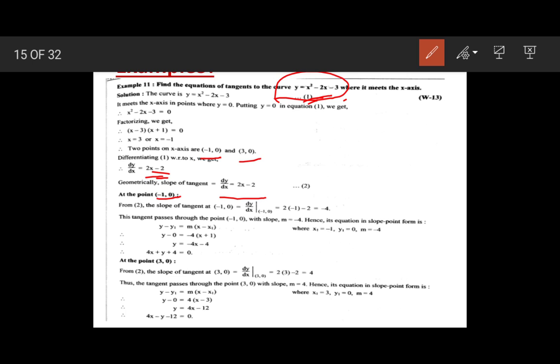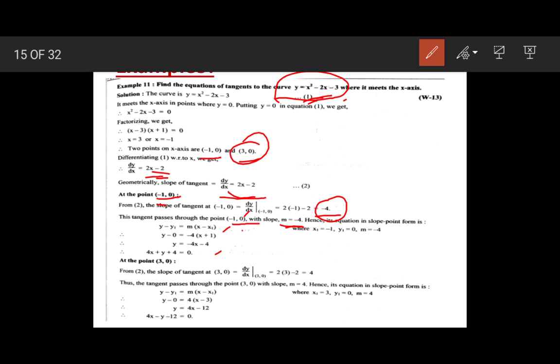Now at the point (minus 1, 0), we put x as minus 1 in this equation. Then we get dy upon dx, that means m, as minus 4. The slope is minus 4. After getting this slope, we find the equation of tangent passing through the point (minus 1, 0) with slope minus 4. The formula is y minus y1 equal to m into x minus x1. So y minus 0 equal to minus 4 into x plus 1, so y is equal to minus 4x minus 4, that is 4x plus y plus 4 equal to 0.